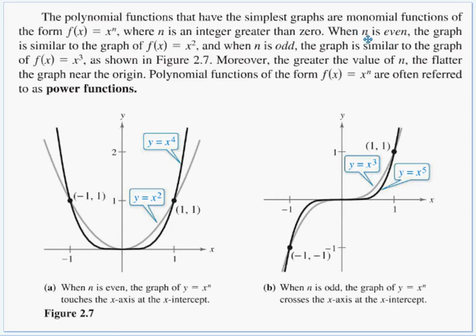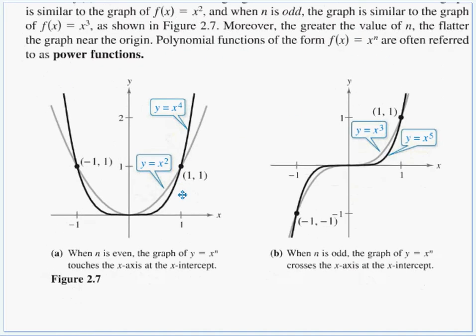When n is an even number, x squared, x to the fourth, x to the sixth, the graph is similar to that of x squared. When n is an odd number, the graph is similar to that of x cubed, as shown in the figure here below. Moreover, the greater the value of n, the flatter the graph nearer the origin. Polynomial functions of this form are often referred to as power functions.